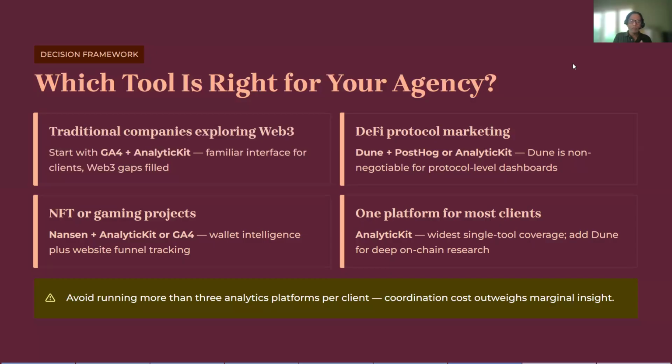But if you are using only Analytic Kit, you can also track NFT and gaming projects. But if you want to have a deeper integration into Web3 marketing, then Nansen plus Google Analytics would be a better choice. And then the one platform for most of the clients is Analytic Kit. It is a single tool that captures both the Web2 data and the Web3 data, and you are able to integrate those two data and create a detailed report of what is going on in your marketing campaign.